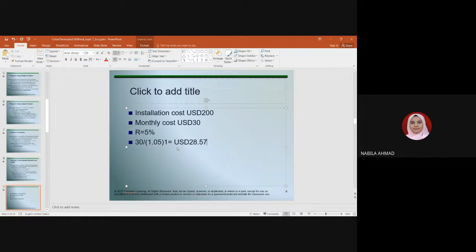Okay. And kita cari sampailah tahun yang kelima. So kalau tahun yang kedua macam mana? 30 over 1.05 times dengan to the power of 2. Okay. So kita akan dapat US dollar 27.21 dan sampailah tahun yang kelima. So this one adalah the cost ya, PVC tadi tu.